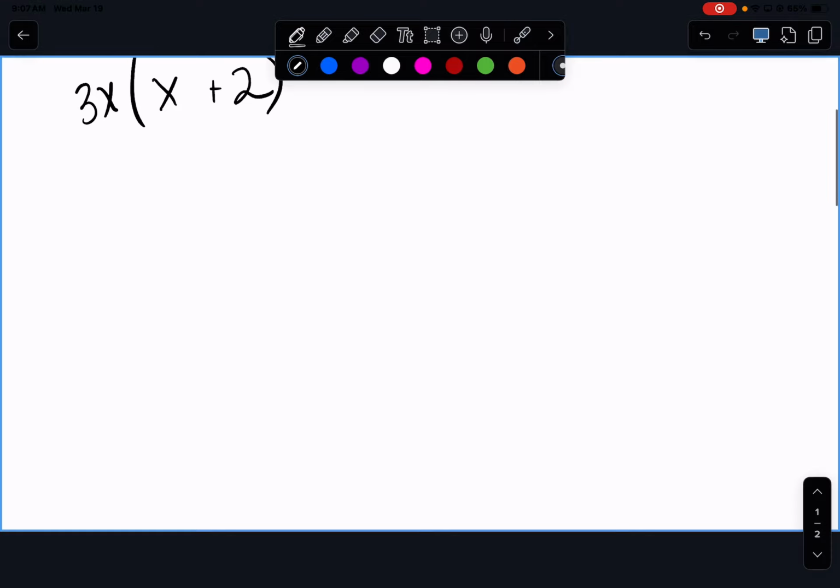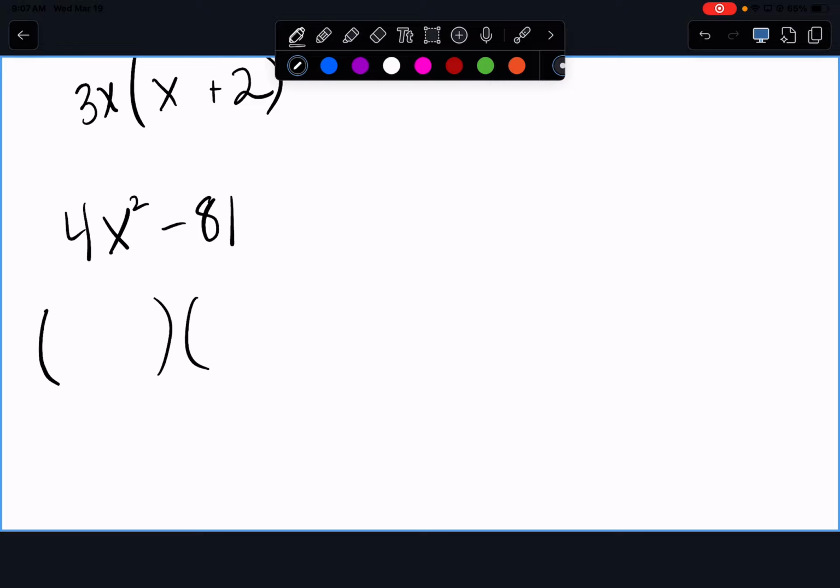We have also looked at binomials like this. What is that? That's a difference of squares. What squares to give us 4x squared? 2x. What squares to give us 81? 9. To get a negative, what signs do I need? Okay, that's one method.